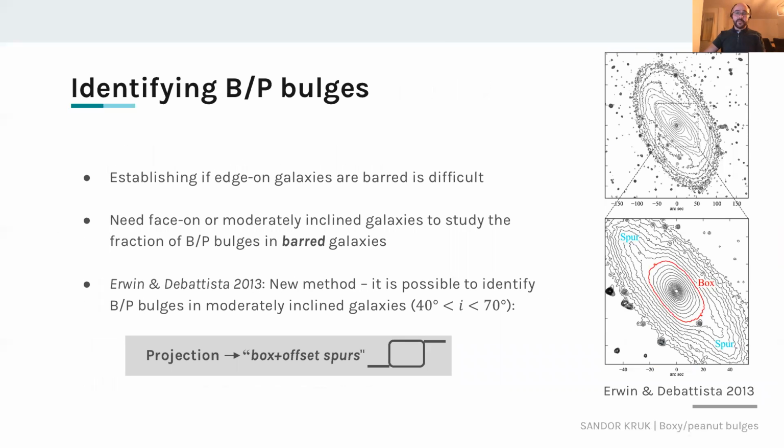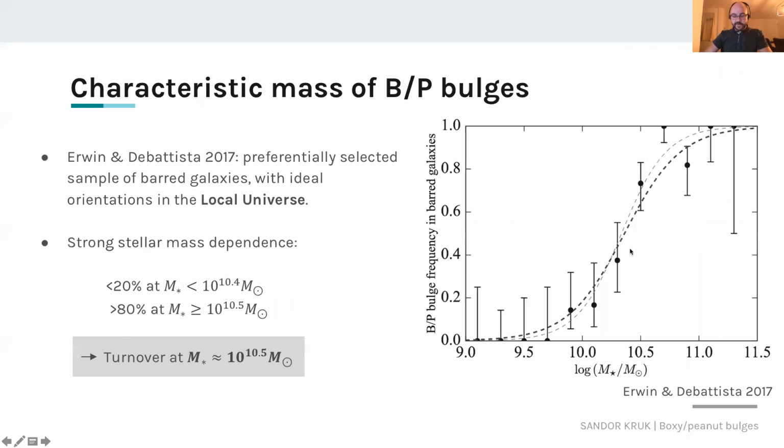How can we identify if barred galaxies have a boxy peanut bulge? If we look at edge-on galaxies, this is actually difficult, since the bar is not visible. We need to look at face-on or inclined galaxies, like this one. Erwin and Debattista, 2013, identified a new method which relies on looking at isophote contours of moderately inclined galaxies between 40 and 70 degrees, and with the bar not too close to the major axis of the galaxy. With this particular orientation, the contours of the boxy peanut project to form a box and 2 spurs offset along the major axis of the rectangle.